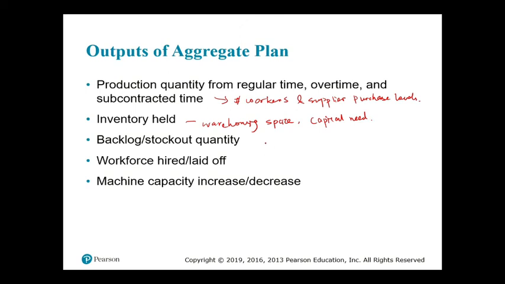Knowing the implied backorders or stockouts will give us insight into the resulting service level of the aggregate plan. Workforce hiring or laying off will help us determine if any labor issues will be encountered. Machine capacity, whether it's increased or decreased, will affect our equipment purchasing decisions, or how many equipments are idled.